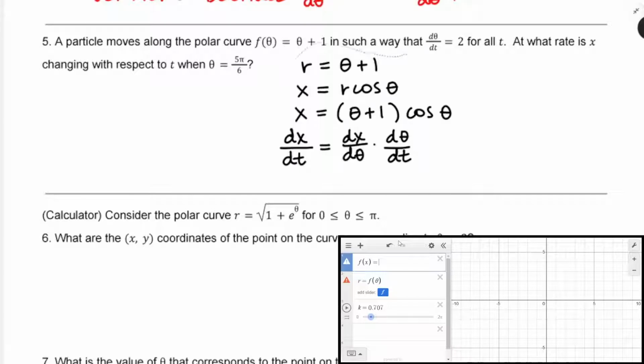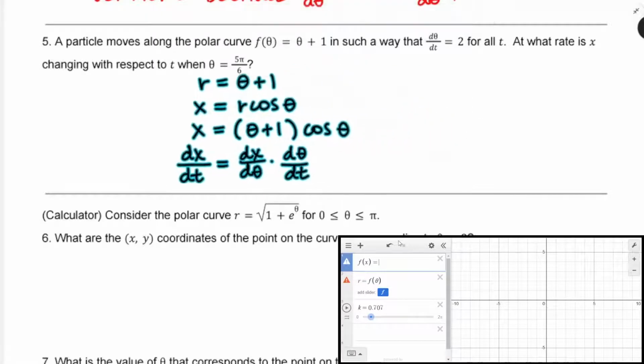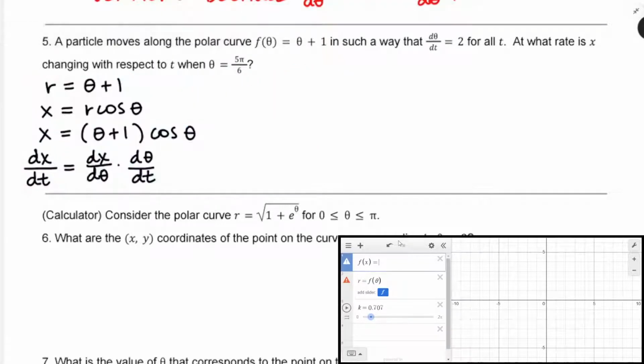All right, so I am also going to move this over here. So dx d theta, just taking the derivative of this regularly, I'd take the derivative of the thing in parentheses, I'd get 1, leave cosine theta the same, then add, leaving the thing in parentheses the same, taking the derivative of cosine theta, which is going to be the negative sine theta. And all right.